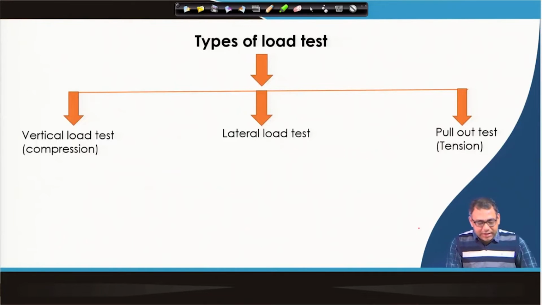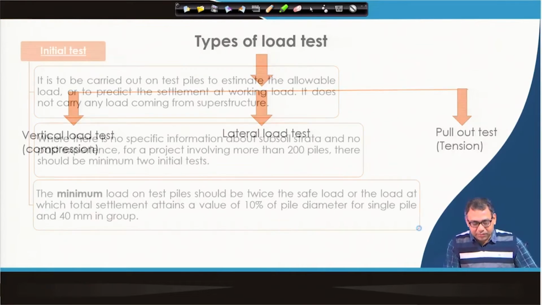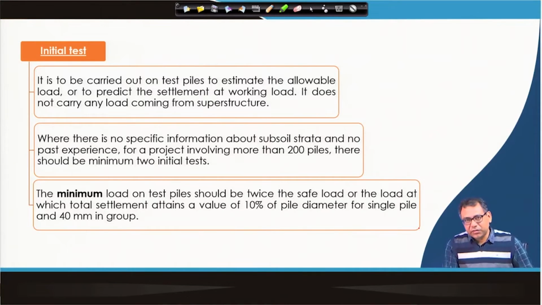The pile load test can be done under 3 different loading conditions: vertical load or compression, then lateral load, then tension load also. It is not only that the pile load test can be done under compression, it can be done under tension and under lateral load also. Then, when you are doing the pile load test, we have to do it for the 2 types of pile.